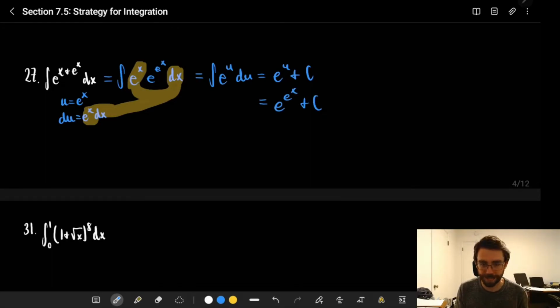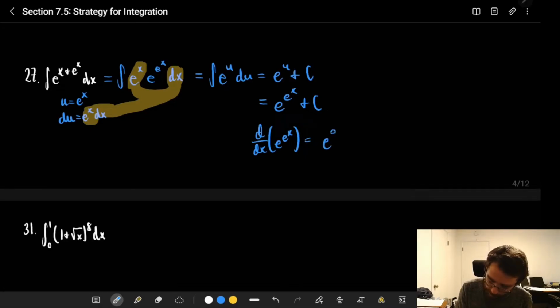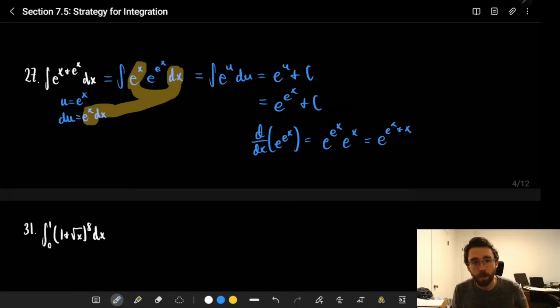Much nicer than expected. And you can check, take a derivative. Chain rule is required, but you get e to the x times the derivative of the exponent. And then rules of exponents get you back to where you started. So it works out.